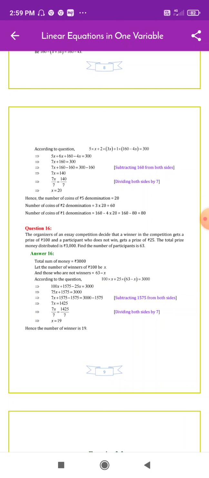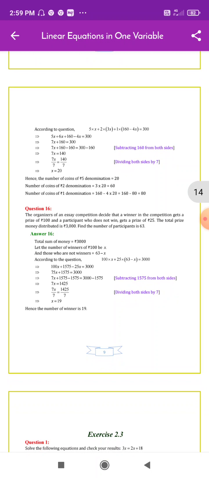We have to find the number of participants. The total is also given. So the total money given is 3000. So winners get 100 and losers get 25. Let the number of winners, those who get 100, be taken as x, and the participants who do not win, who get a prize of 25, it means 63 minus x. Okay, those who are not the winners.